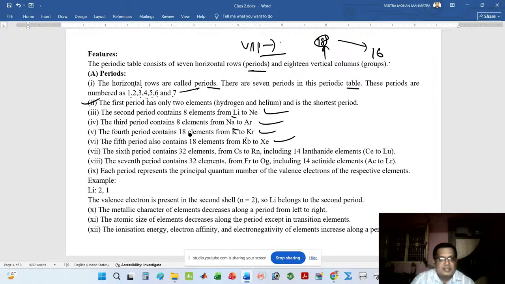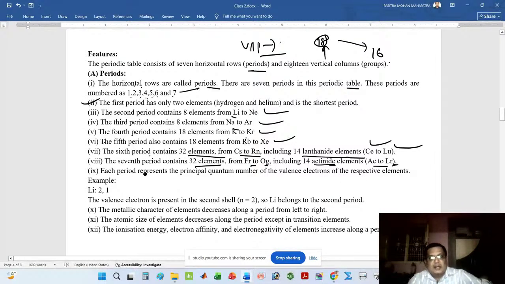Sixth period, 32 elements, cesium to radon, including 14 lanthanide elements, cerium to lutetium, already covered. Next, the seventh period also contains 32 elements from Fr to Og, including what? Th to Lr, lawrencium. Each period represents the principal quantum number of the valence electron of the respective elements.